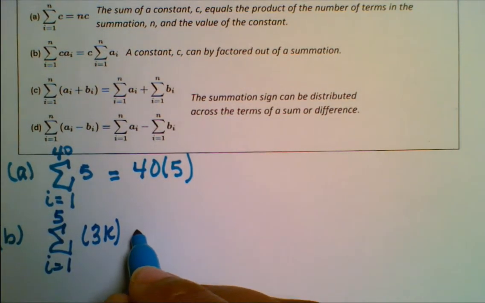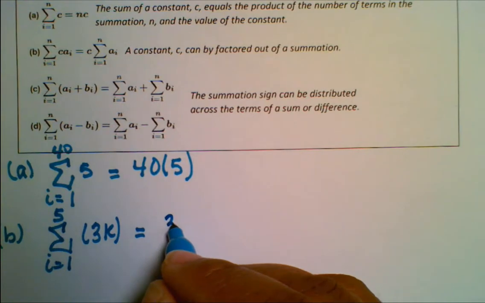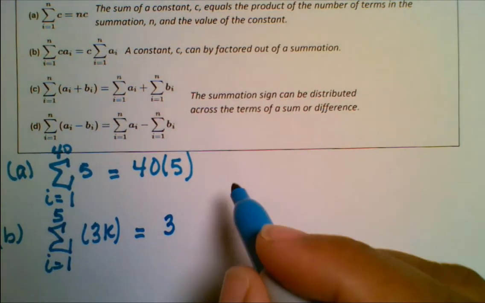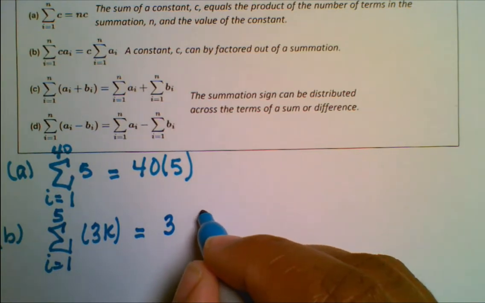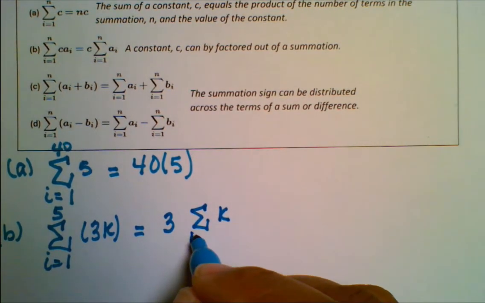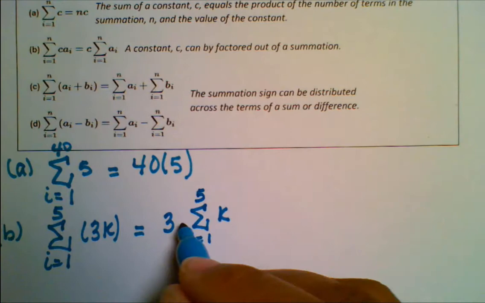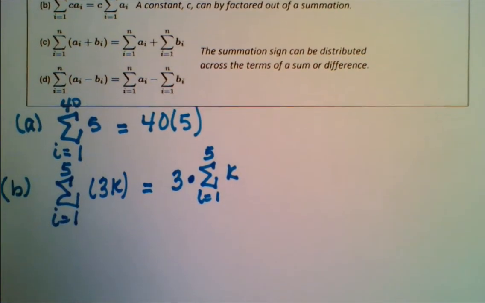So we have 3, which, if we were talking about variable expressions, would be our coefficient. But here, this is the constant. We're going to factor out the 3 and then multiply it by the sum of k as i goes from 1 to 5. That's property B. Now properties C and D.